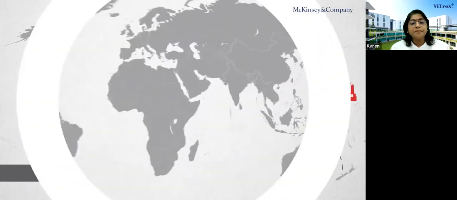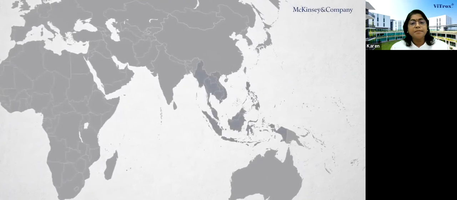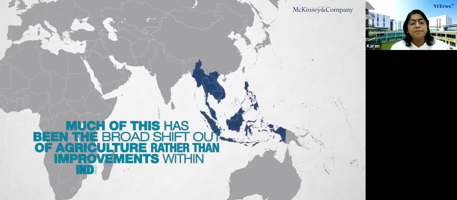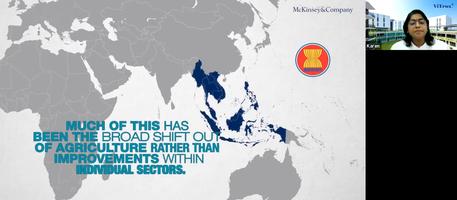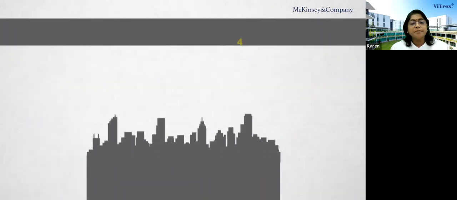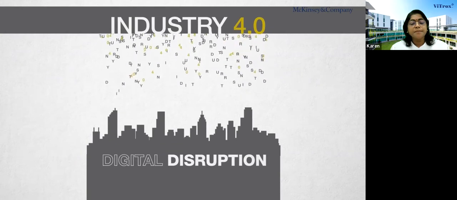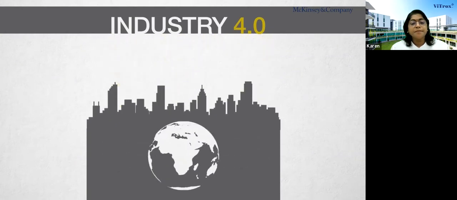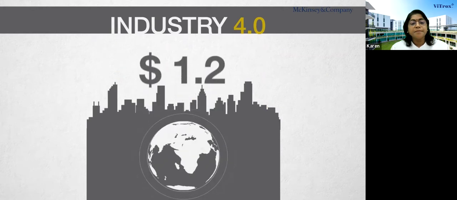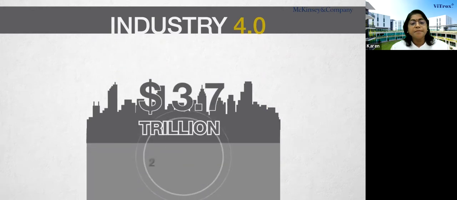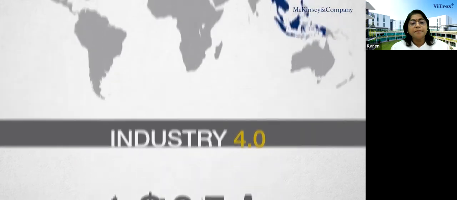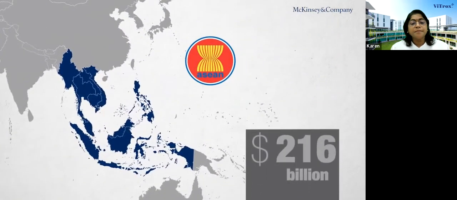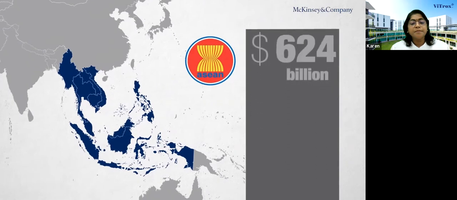While ASEAN productivity has improved over recent decades, much of this has simply been the broad shift out of agriculture, rather than improvements within individual sectors. The confluence of disruptive digital technologies, that is Industry 4.0, can change this beyond recognition. Globally, this new industrial revolution is expected to yield gains of between $1.2 trillion and $3.7 trillion by 2025. Of this, ASEAN has the potential to capture productivity growth worth between $216 billion and $627 billion.